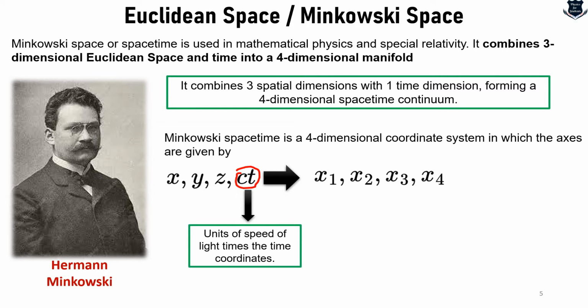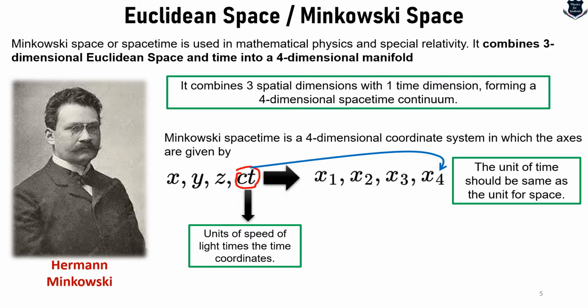Now you see, this ct is basically the speed of light times the time coordinate. So c being the speed of light and t being the time, they are multiplied together. And this can also be represented in terms of x4. But why are we not doing that? Because the unit of time should be the same as the unit for space. The reason is that when we are measuring time, and we see that with the Michelson-Morley experiment, the speed of light is uniform for all observers, obviously it has to be coupled with time. Otherwise, how will the special relativity theory stand?